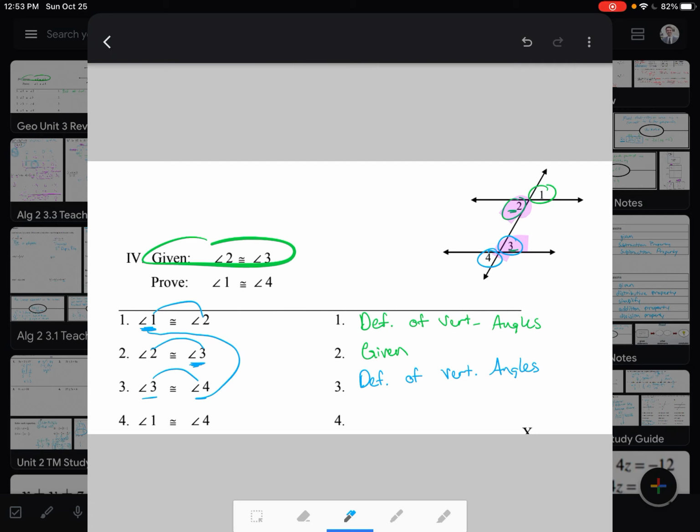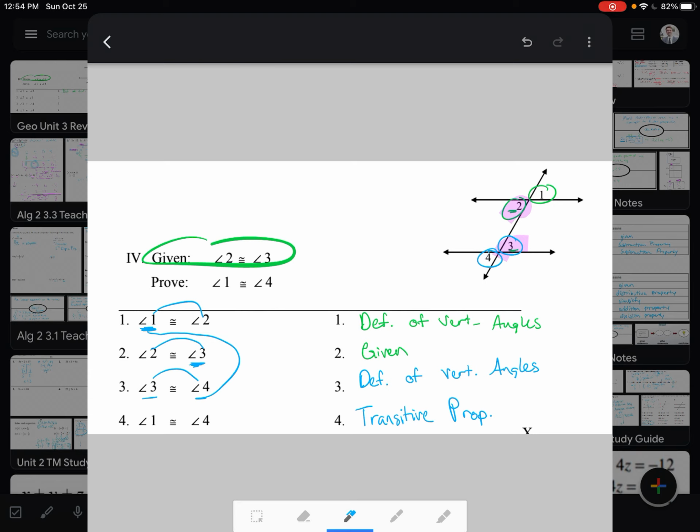So again, let's say the measure of 1 is 5, that means 2 is 5. And then if 2 is 5, that means 3 is 5. And if 3 is 5, that means 4 is 5. So all the way back to the beginning, we're saying that 1 is equal to 4. And that is our, again, transitive property. Big jump there, but pretty cool to see why alternate interior angles have the same measure. And we actually just proved that using a proof.